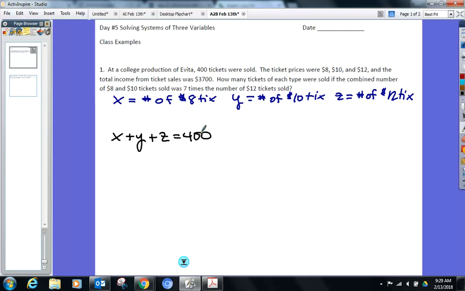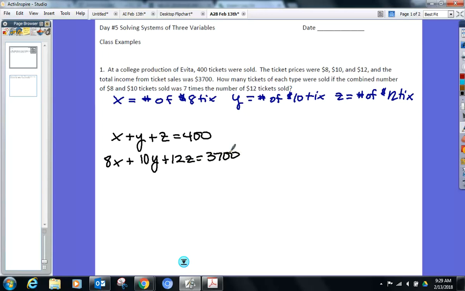All right, we know they're 8, 10, and 12. How much did they make off of them? $3,700. Can you set up an equation saying they made $3,700? Here we go. What goes with the X now? 8X, $8 for that ticket, plus 10Y, $10 tickets, plus 12Z, $12 tickets raked in, 3,700. All right, we got two out of the three.